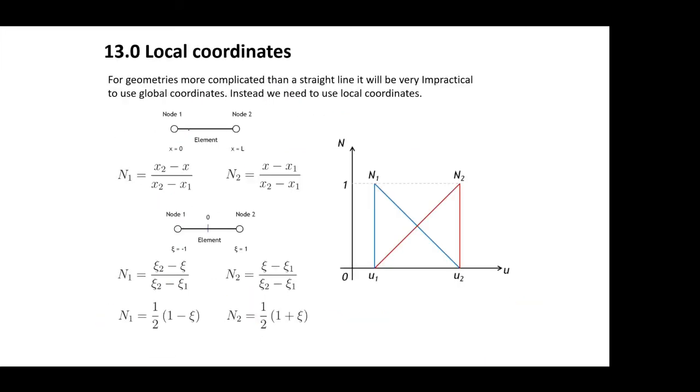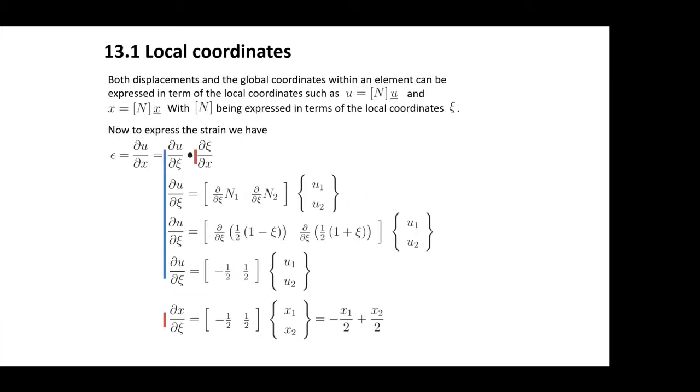This is the original element we have running between x equal to 0 to x equal to L. This is the reference element, between minus 1 and plus 1. First thing we did was the shape functions in the new coordinate system. So these are the shape functions in the new coordinate system. And then the first challenge is to find the relation between the strain and the displacement. So the displacements are differentiated with respect to the global coordinates, the x.